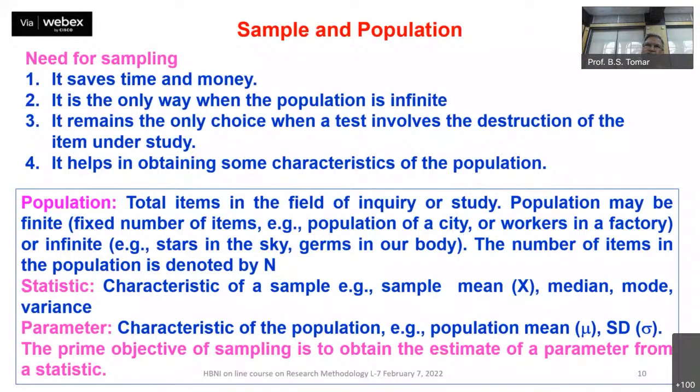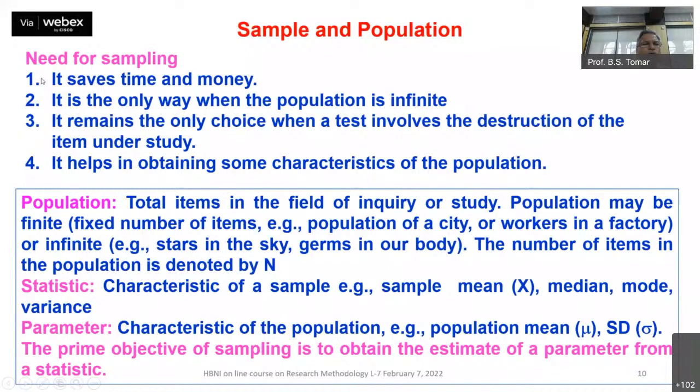Since we cannot do the complete study of the complete population, we take a sample from the population and derive the data. Every time it is not possible to do all measurements on the whole population because the population size may be very large. So that is why we go for sampling. Sampling is required because it saves time and money.